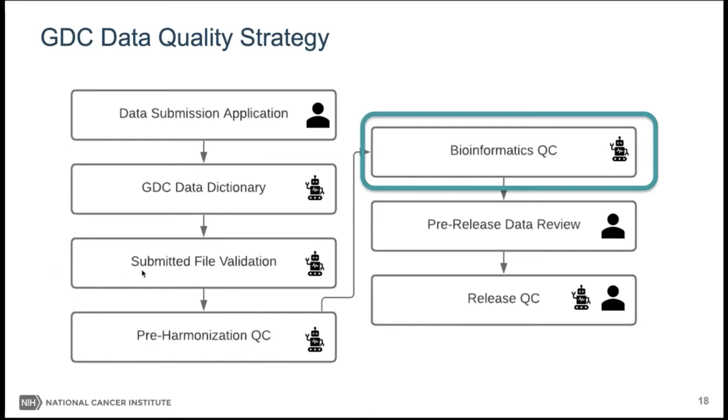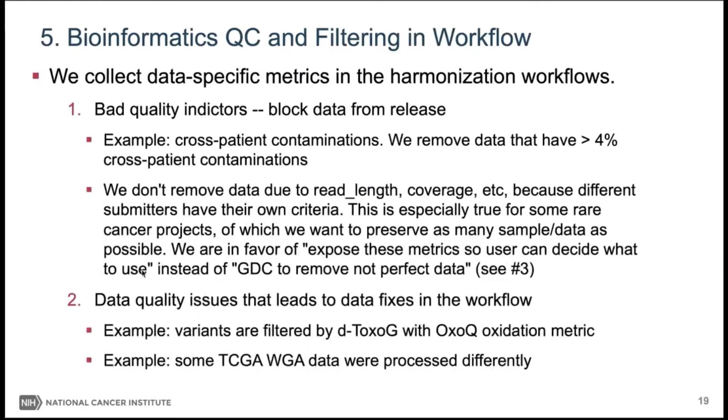So now I'd like to get into the bioinformatics QC. This is mostly automated steps that are implemented by our bioinformatics team. So one of the things that the GDC does is collect data-specific metrics in the harmonization workflow. So based on the data type, certain metrics are collected. One of the metrics here are bad quality indicators, and if these are bad enough, the data is completely blocked from release. So an example is cross-patient contamination.